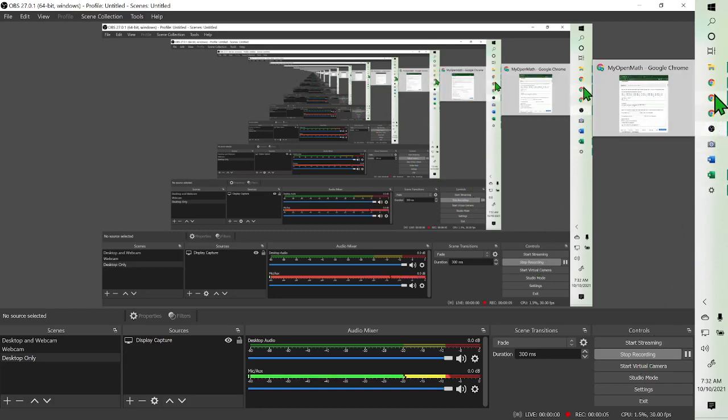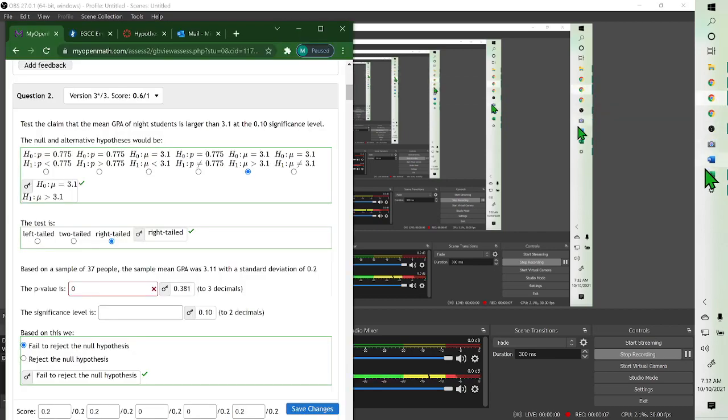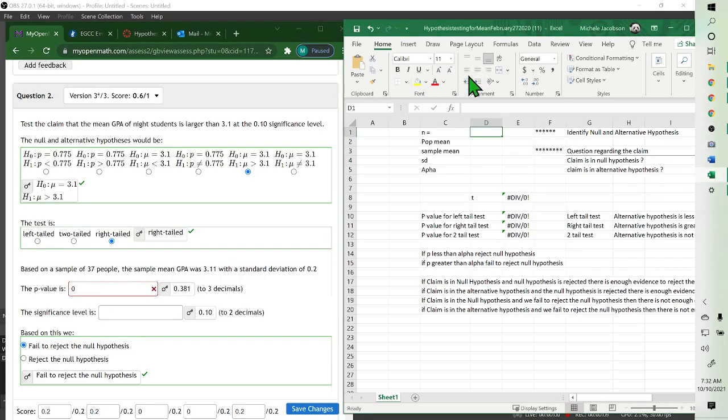For Chapter 9, the test with a mean, you want to open the Excel file under Chapter 9 that says Hypothesis Test for Mean. And then you just have to plug this in and everything shows up that you would need. So for this first one, our sample size down here is 37.